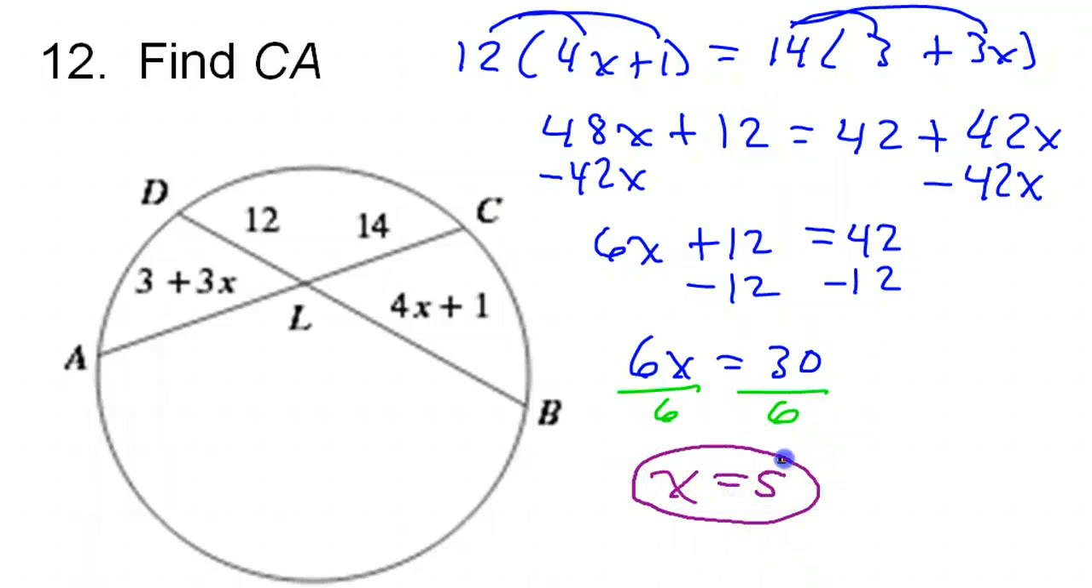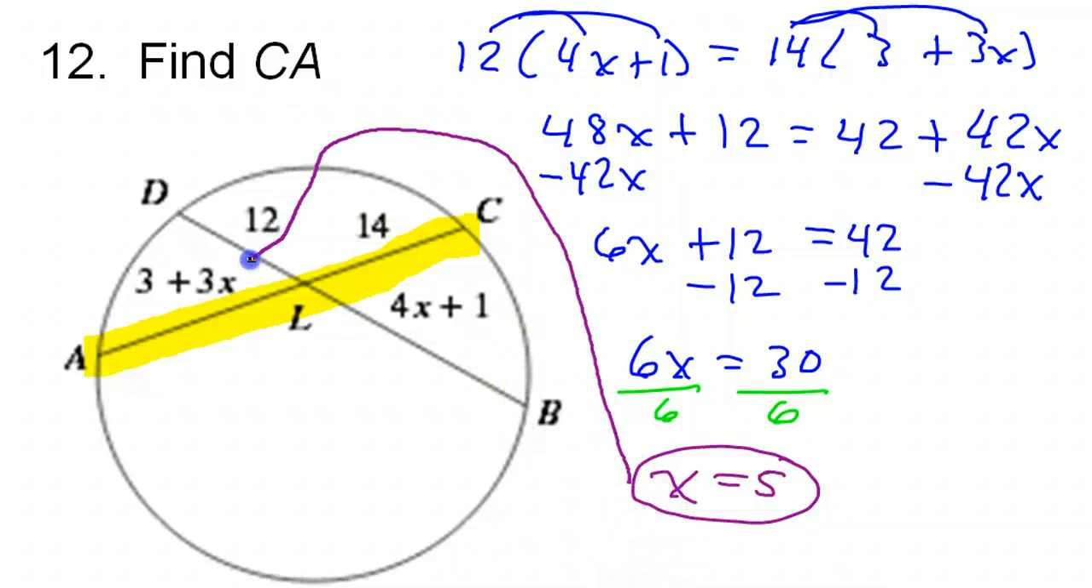Now this is not the final answer. We're supposed to find CA. Okay, CA is this distance right here. So what we need to do is take this 5 and plug it in right there. So that's going to give us 3 plus 3 times 5. So 3 times 5 is 15. So this is going to be 18.